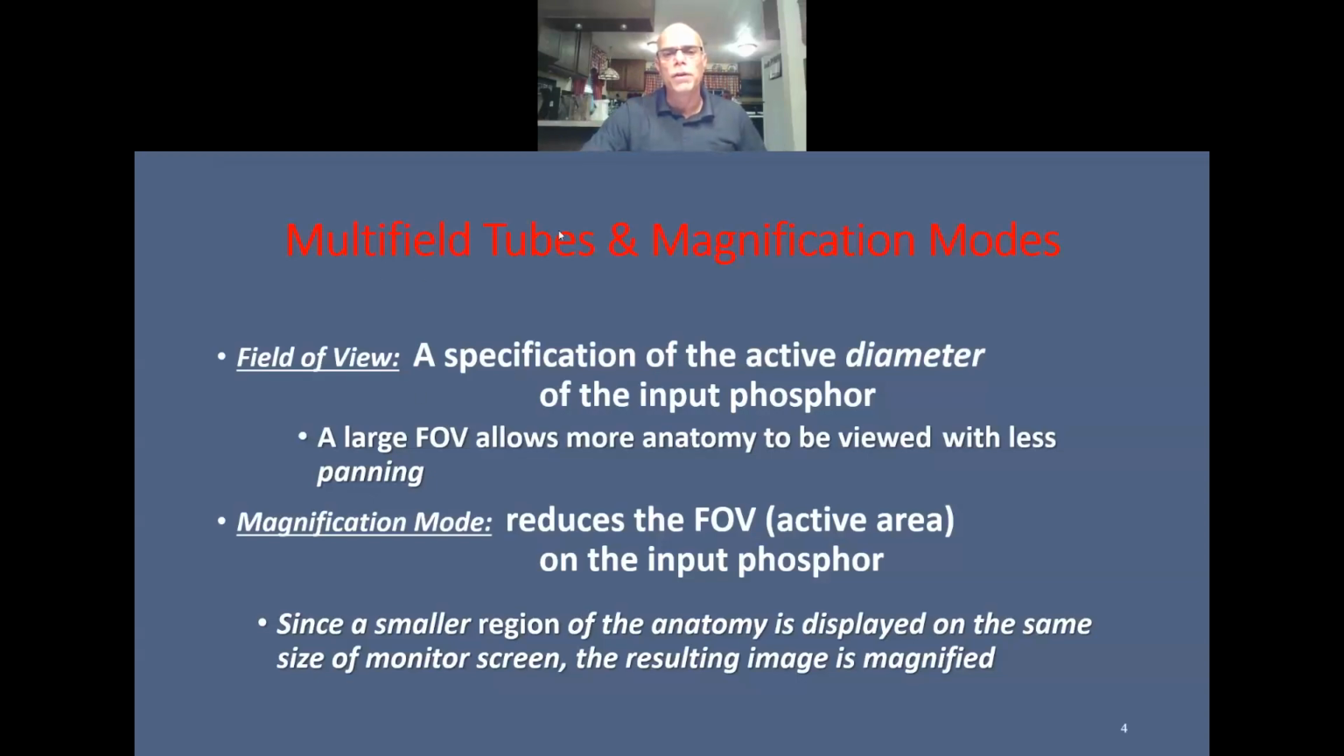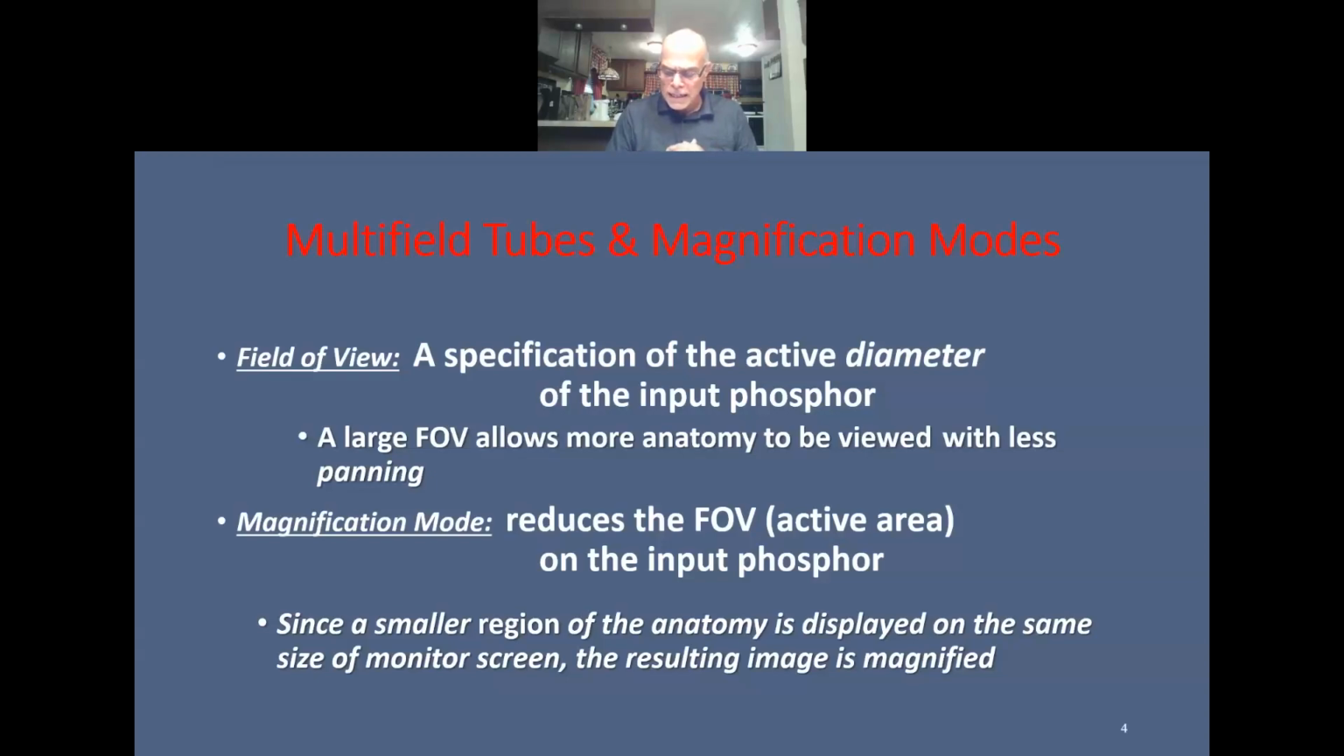It's the same monitor if you were using the full field of your input phosphor, or less. So that's what your multi-field tube means, that you can actually use the full diameter of the input phosphor or different steps. I think on page 679, it says that a tri-mode can have like a 23 diameter, an 18, and then a 12. And of course, the smaller the area of your input phosphor, the larger the image will be, but it's less anatomy being viewed. So it's magnified. You have a smaller field of view, but it's filling up the same viewing station. It's a little confusing, a little tricky to understand. So read that in your book.